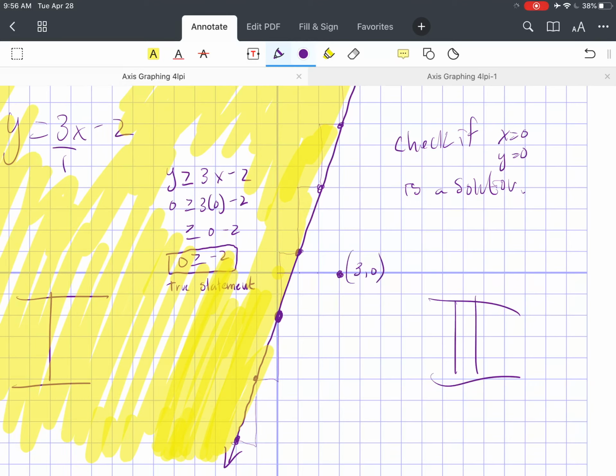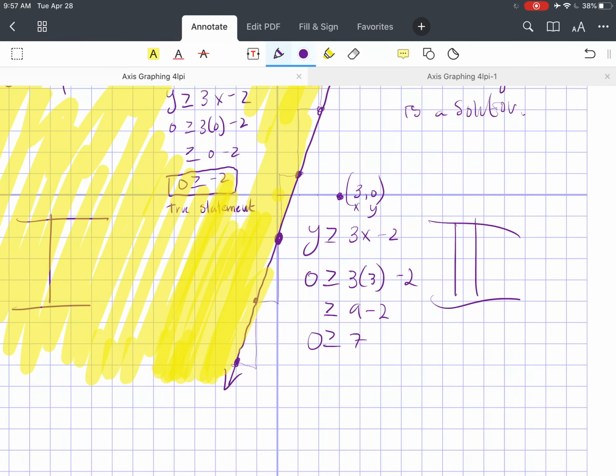And let's just check. It doesn't take more than 10 seconds. 1, 2, 3. Let's just try this point out. 3, 0. So we write down the inequality. y is greater than or equal to 3x minus 2. You plug in x equals 3, y equals 0. You do the math. Is it true that 0 is bigger than 7? No. This is a false statement.